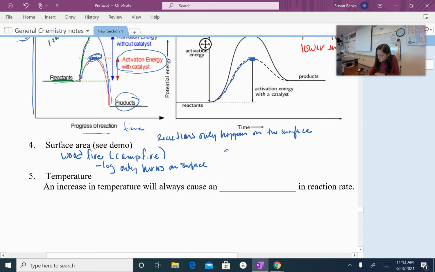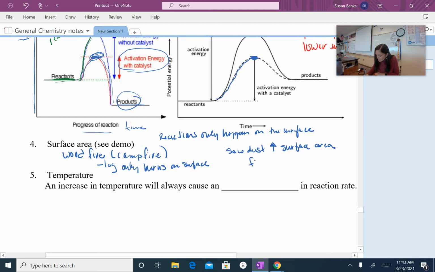Okay, so sawdust. We have really increased the surface area. So the fire burns fast. And it burns it all instantaneously. Okay? So the more surface area that I have, the more ability I have for the reactants to get in contact with each other and actually react. So I can speed up a reaction by increasing the surface area.